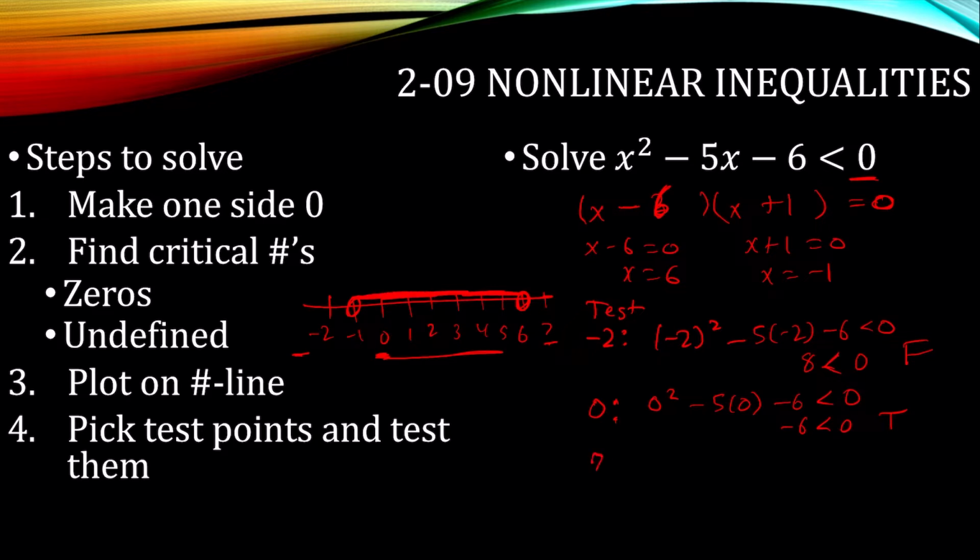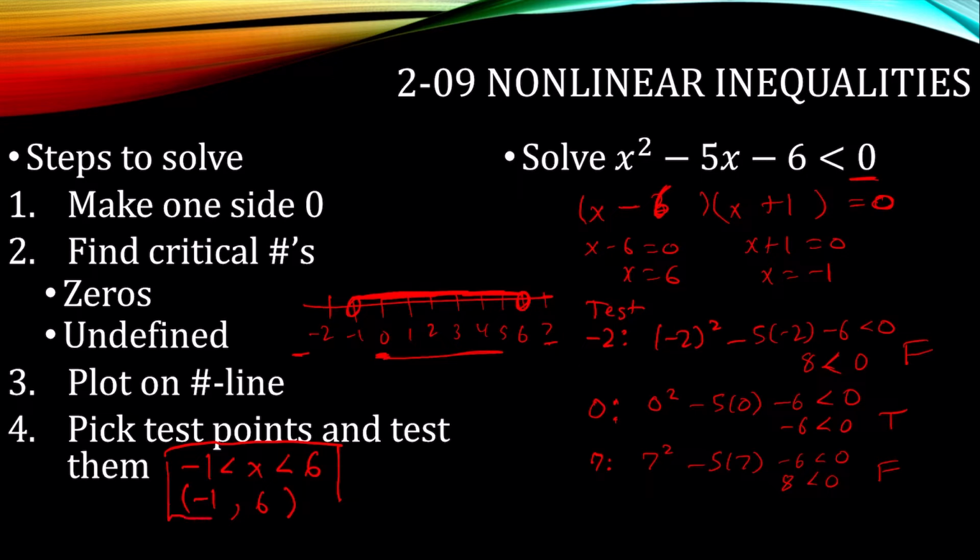And something bigger than 6, like a 7. So it'd be 49 minus 35 minus 6 is 8, is less than 0. No, that's false. So it looks like the answer is the places in between. So it is between negative 1 and 6, or in interval notation, negative 1 to 6, parentheses because it's not equal to.